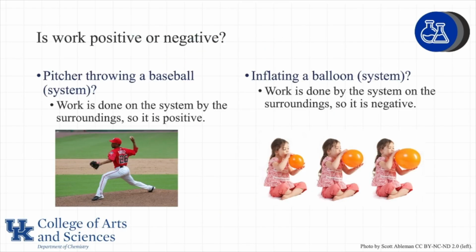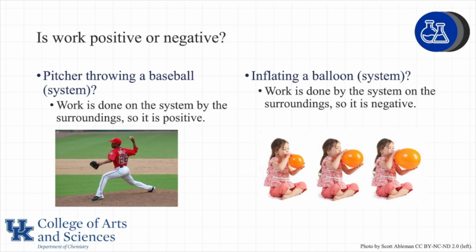For example, when we look at a pitcher throwing a baseball, we're defining the baseball as our system, because remember, we define the system. Work is being done on the system by the surroundings. So I'm the surroundings, the baseball is the system. I'm doing work on that baseball, therefore it has a positive value. So the work being done to that baseball is positive.